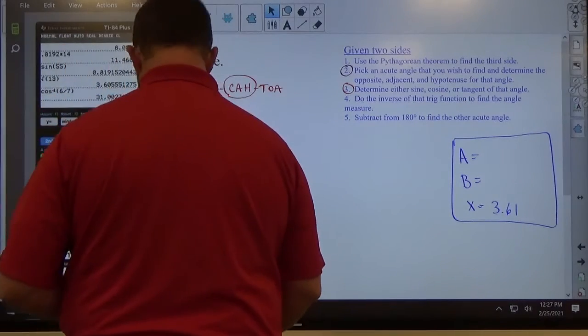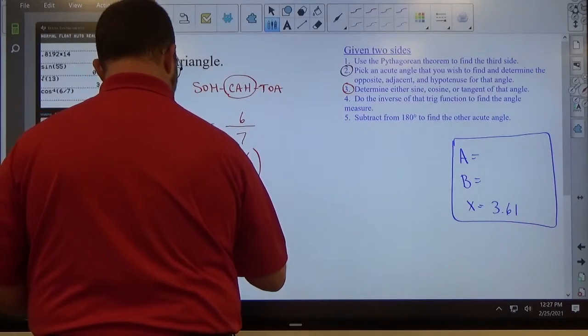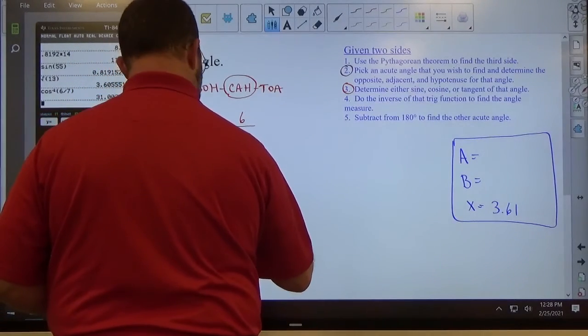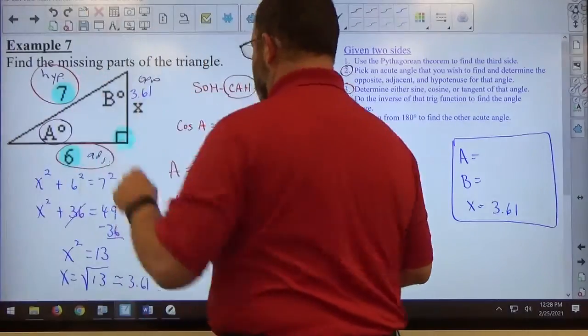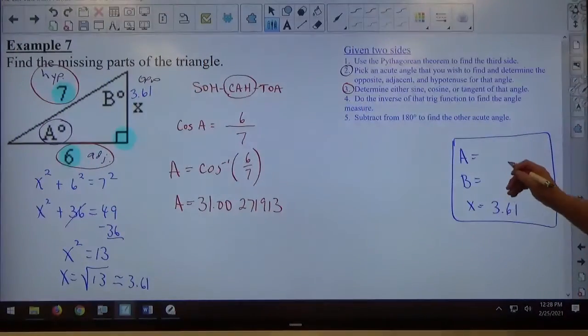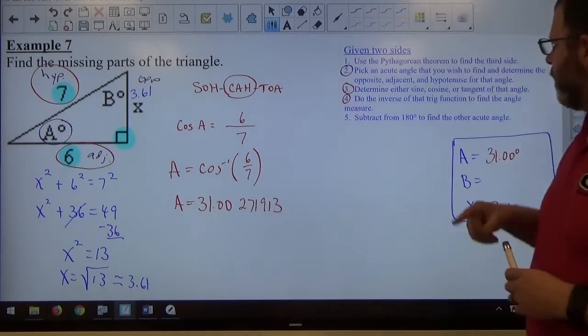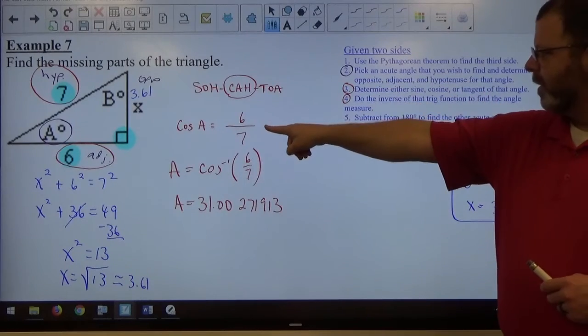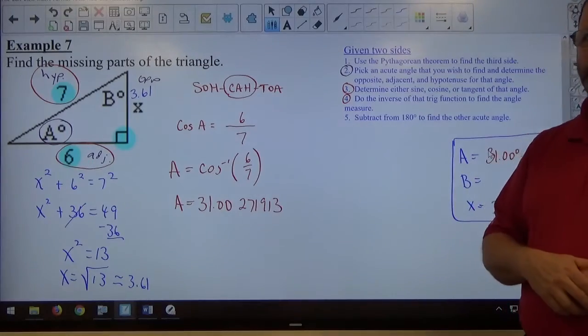We get 31.00271913. Okay. If I'm rounding A to 2 decimal places, that comes out to 31.00, right? So that's steps 3 and 4. I did those together. I determined the cosine, and I did the inverse of that cosine function to find the angle measure.